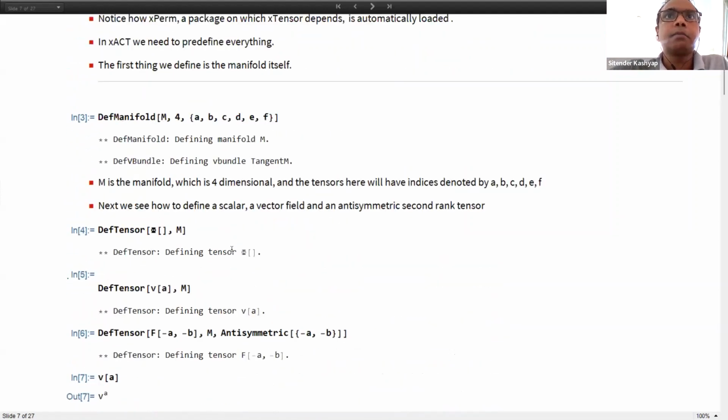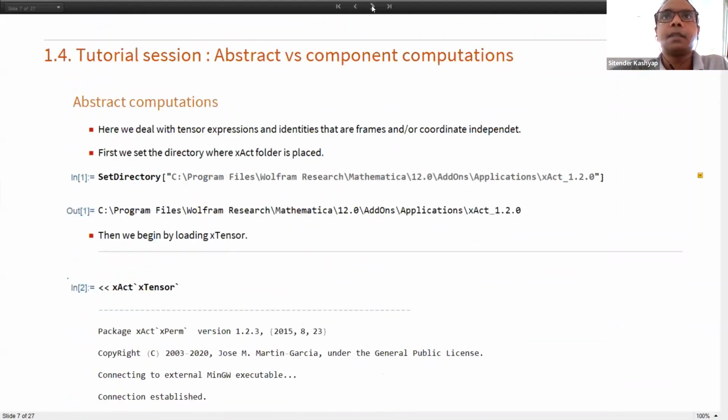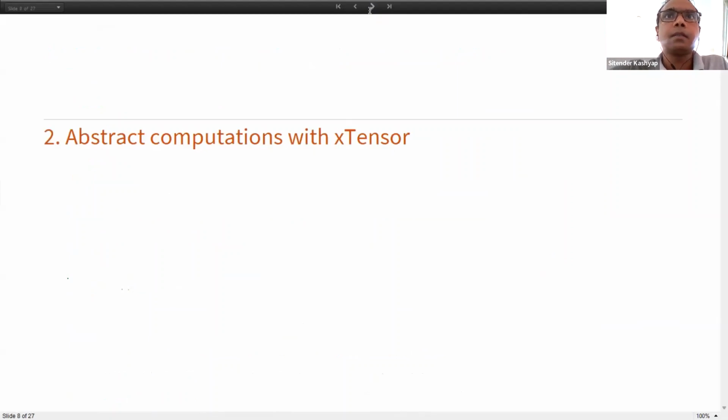Okay, so having defined the metric tensor, let's move on.